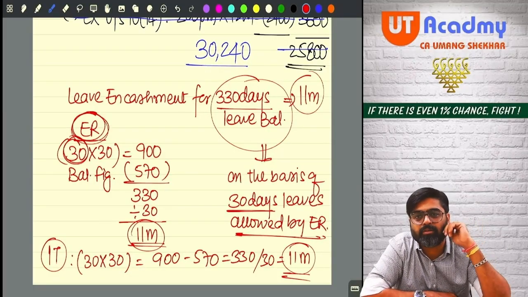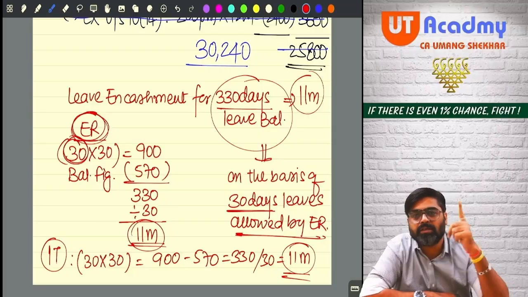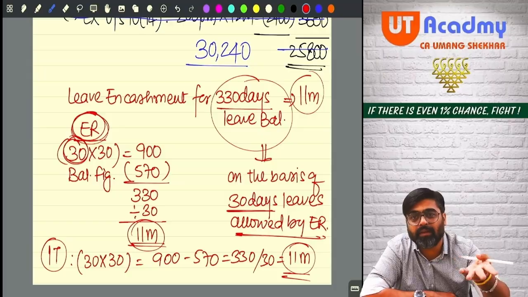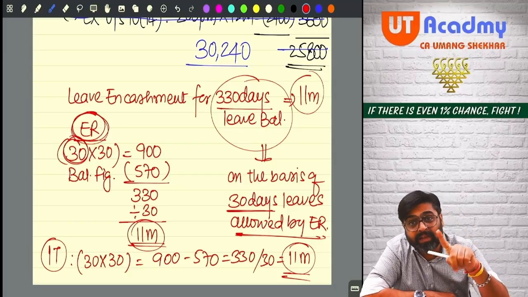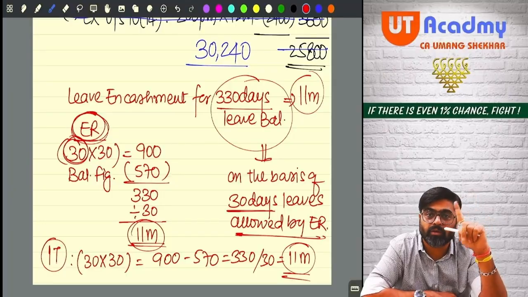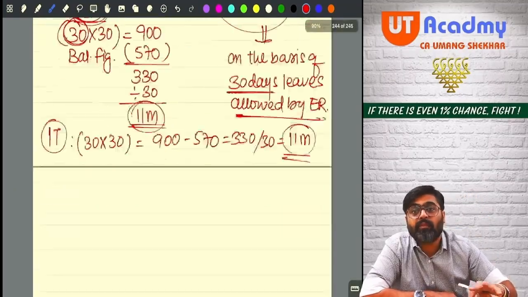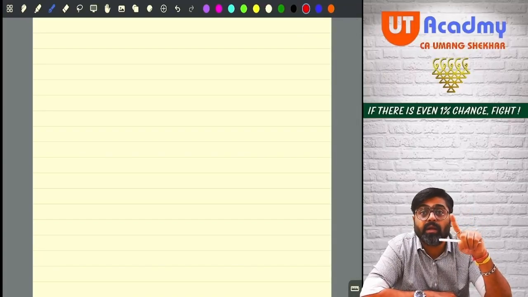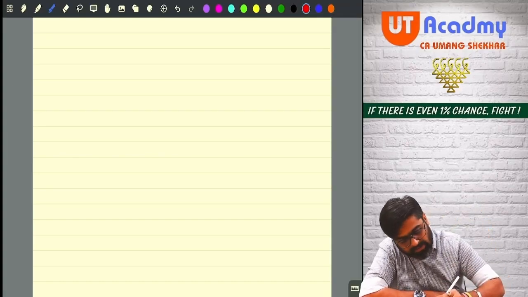So how much leave credit as per IT rules? 11 months. How much leave credit as per employer's rules? 11 months. 11 or 11, whichever is lower. 11. That leave credit of 11 months we will take for exemption. Yes or no? So now do you remember 4 limits? If the leave salary is received by an employee who is a non-government employee. How much leave salary he is getting?